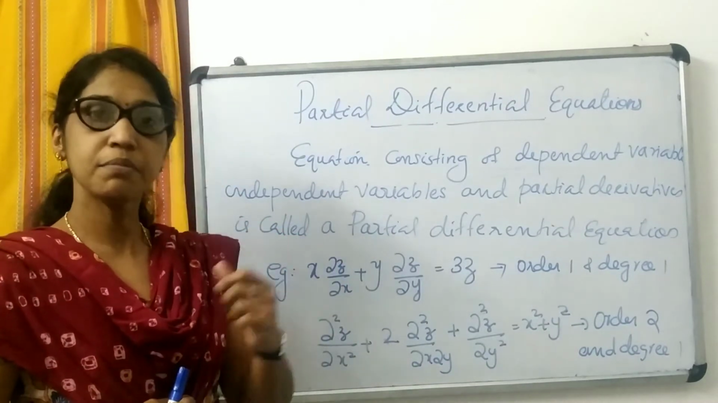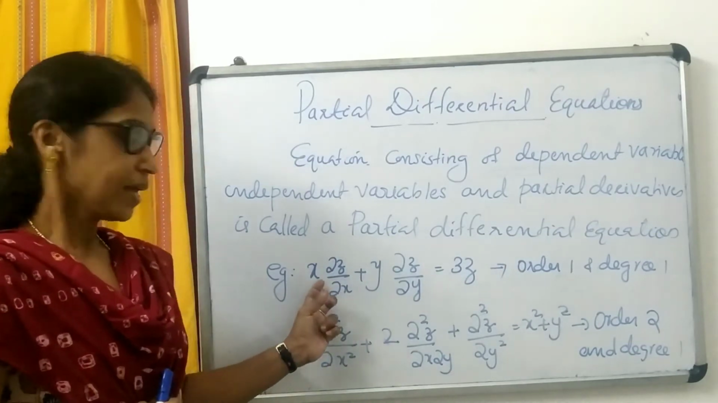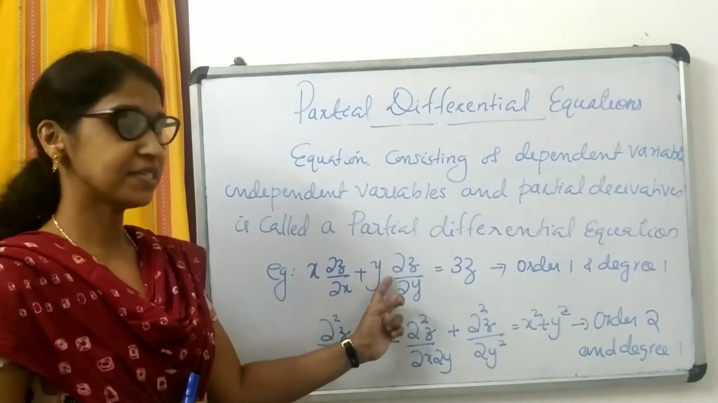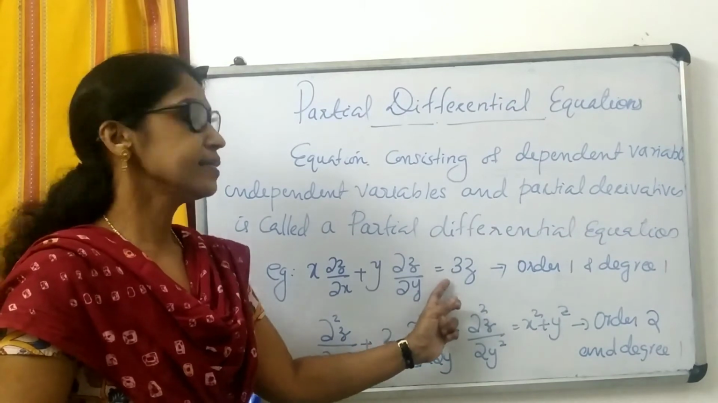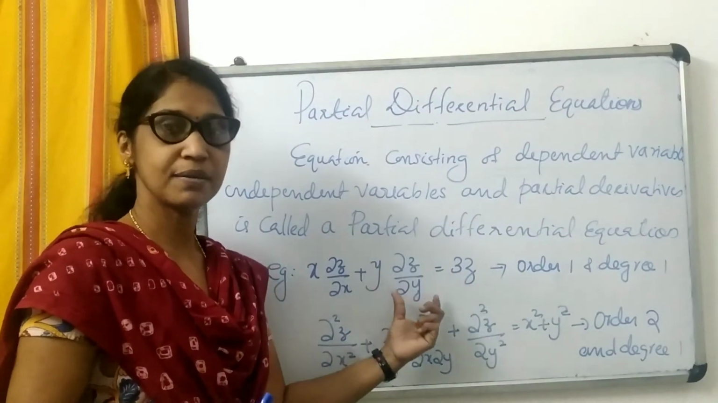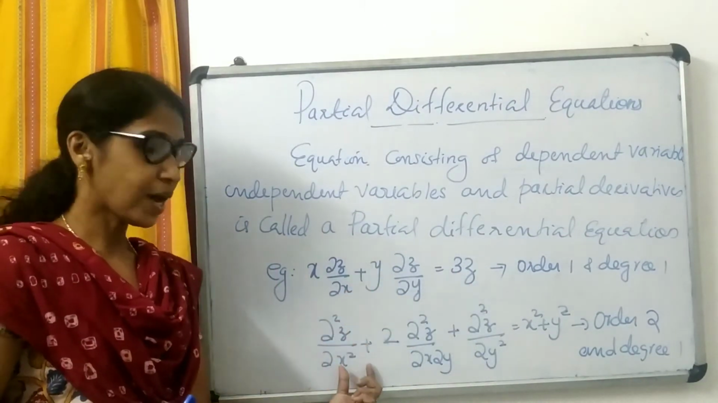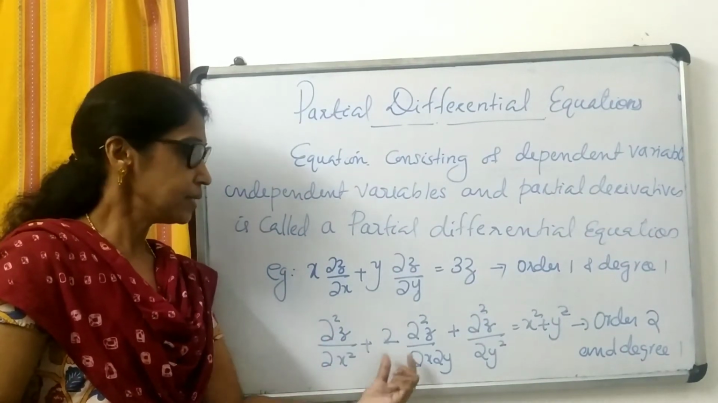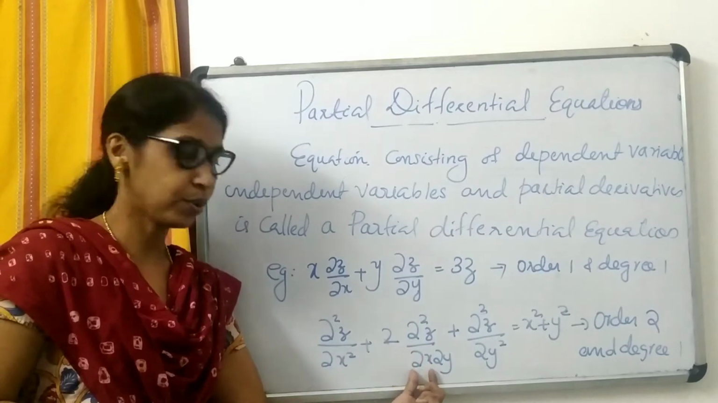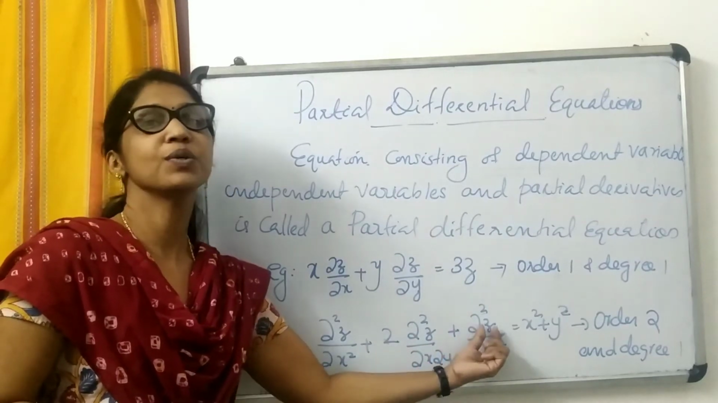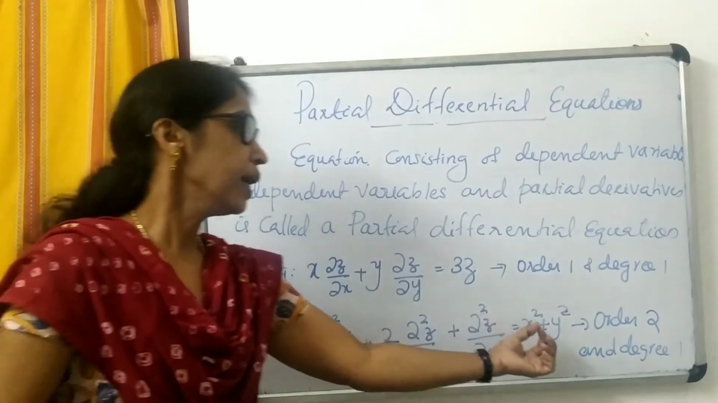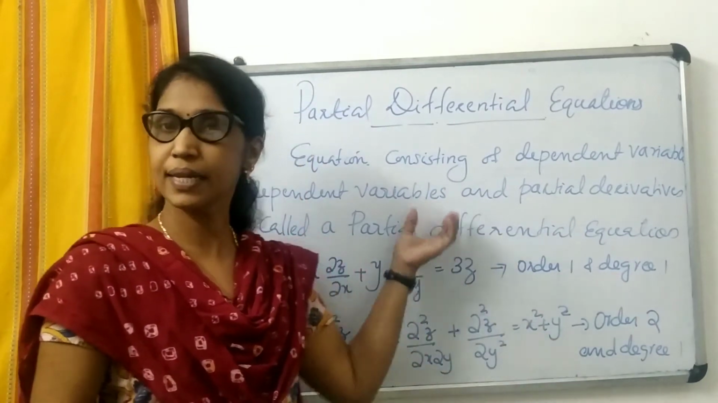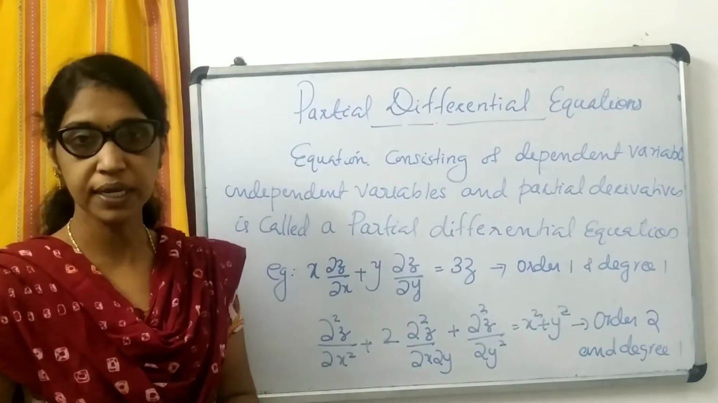An example of a partial differential equation is x ∂z/∂x + y ∂z/∂y = 3z. This is a partial differential equation. Another example is ∂²z/∂x² + 2 ∂²z/∂x∂y + ∂²z/∂y² = x² + y². These are examples of partial differential equations.